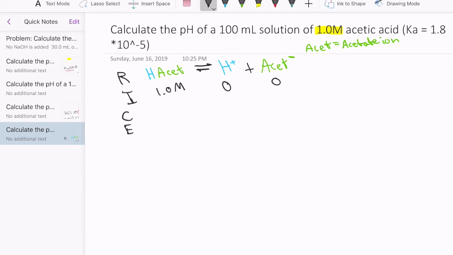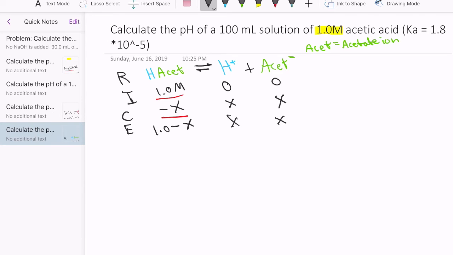For every molecule of acetic acid that reacts, one atom of H plus and one molecule of the acetate ion will form. We can represent this in terms of X by saying negative X for acetic acid is the change, and positive X is the change for both H plus and acetate minus. Equilibrium is simply the final product in terms of concentration. Let's take acetic acid for example. It starts off with 1.0 molar, and we add negative x, so we subtract x. The result is 1.0 minus x. Likewise for H plus and acetate minus, the results are x and x.